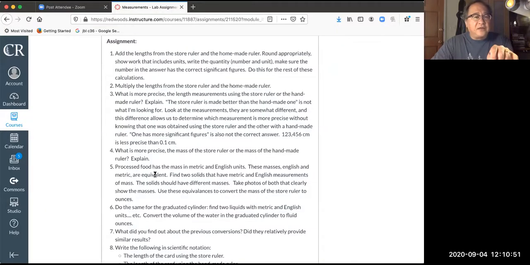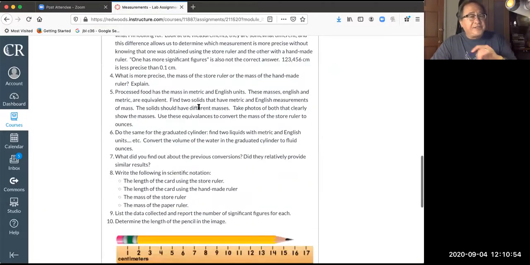So here we have metric and English units. They're equivalent. So find two solids that have a metric and English measurement of mass. They should have different masses. So that means that you would find something else other than Boboli pizza sauce. Maybe a candy bar. Candy bars have these on them. Or if you eat something more healthy, like a granola bar. Take photos of both, clearly show the masses, and use these equivalencies to convert the mass of the store ruler to ounces. So now I'm going to change my share here to the Elmo.